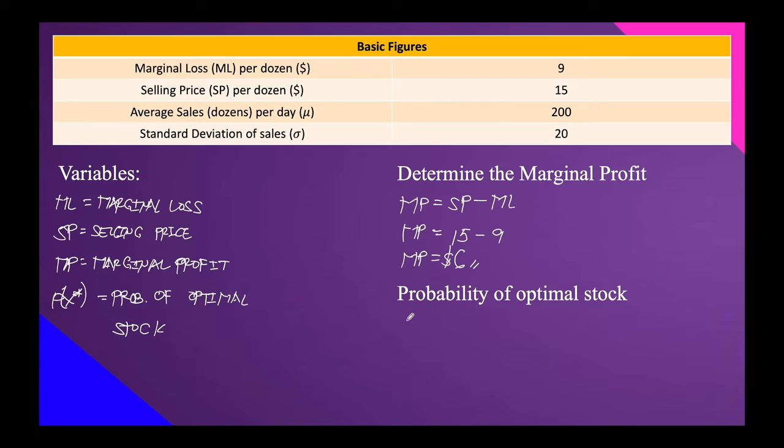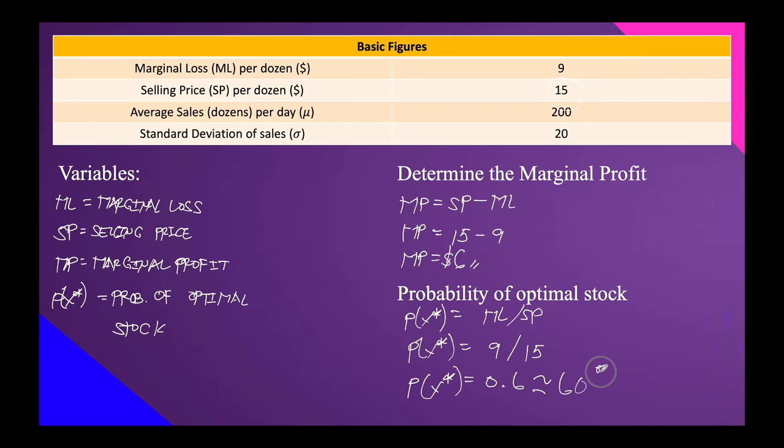Now, the next step is the probability of optimal stock. Just a recap for the formula of the probability of optimal stock. It is just the ML over SP. Okay, so substitute natin ito. We have ML na 9. SP selling price is based on our basic figures, that is 15. So 9 divided by 15, that is 0.6 or 60% if you convert this into percentage.